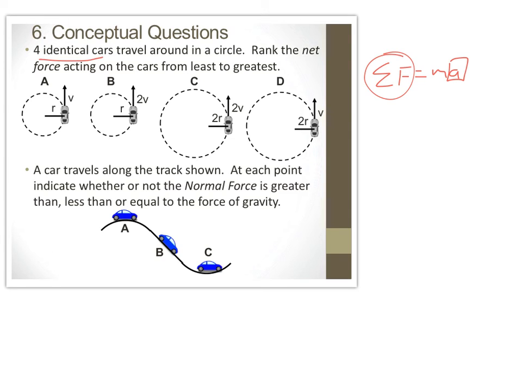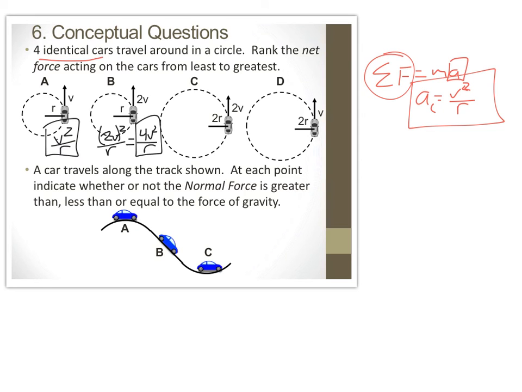So we really just want to think about the acceleration of these objects moving in a circle, and we now know that that acceleration is v squared over r. So let's go through each situation and think about what our acceleration would be. In A, it's going to be v squared over r, because our velocities and radii are just v and r. In B, it's going to be (2v) squared over r, or 4v squared over r, because we need to square both the v and the 2.